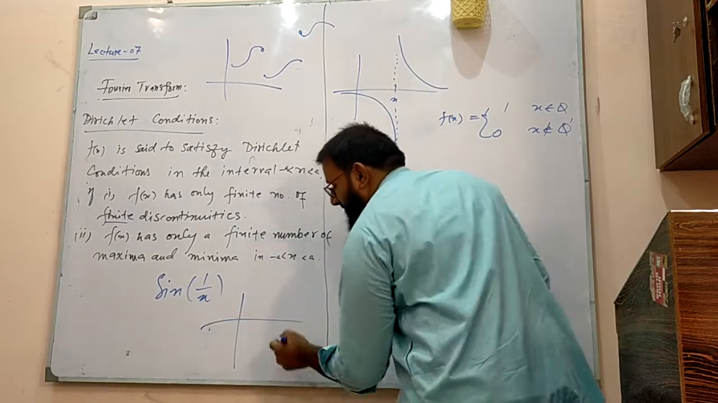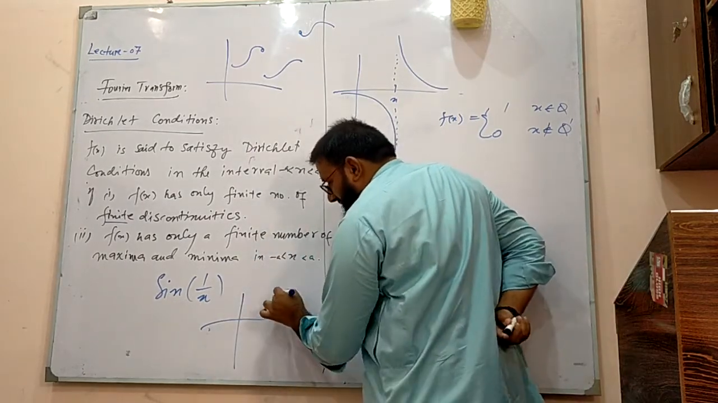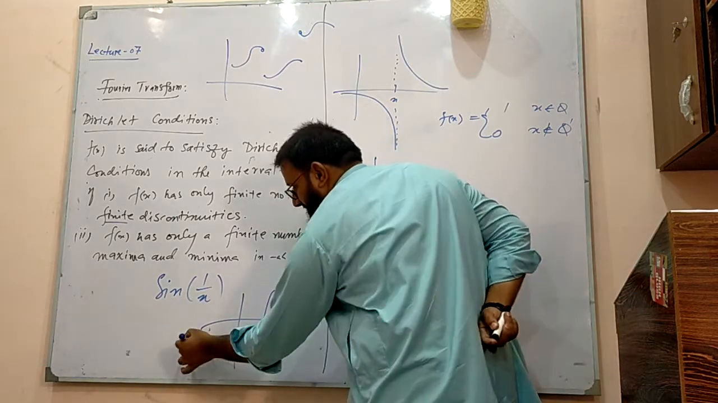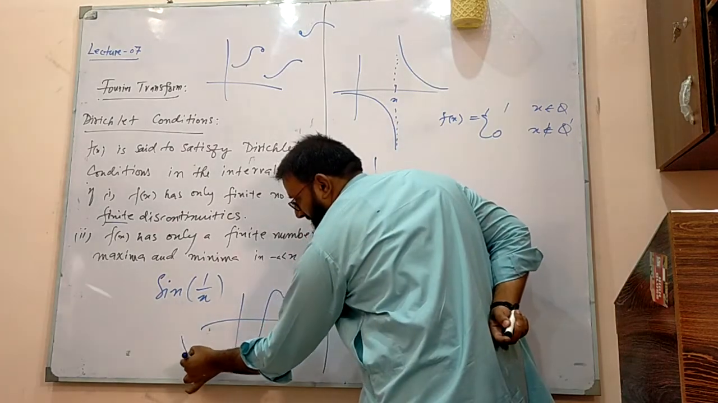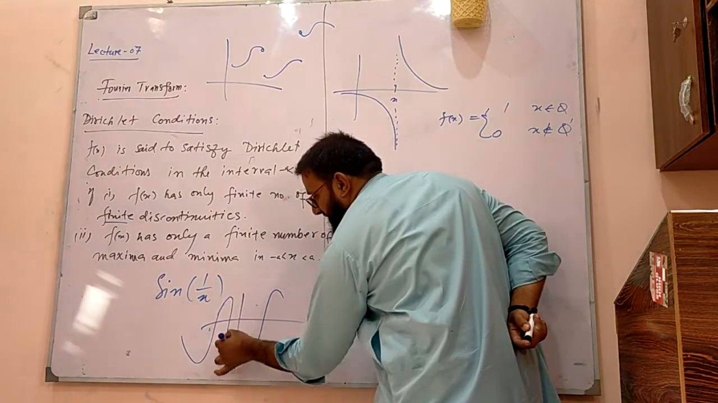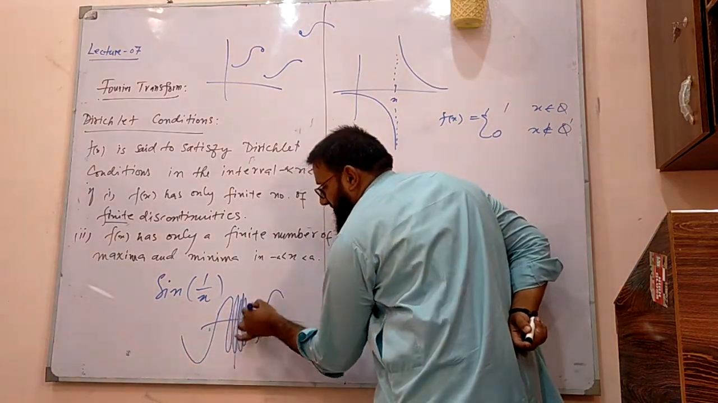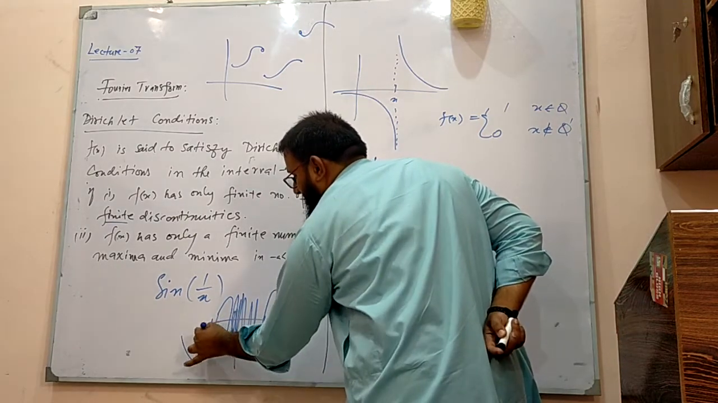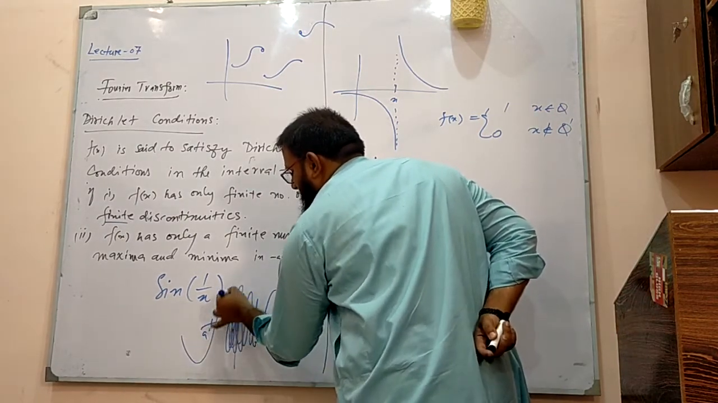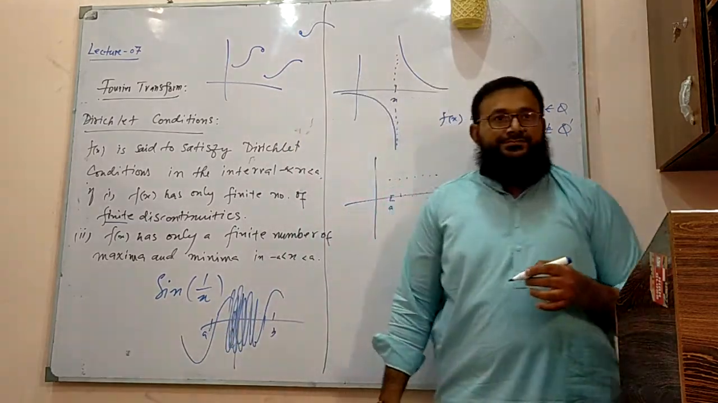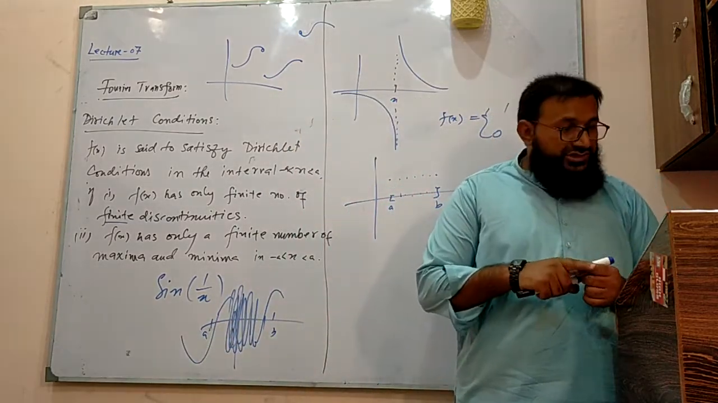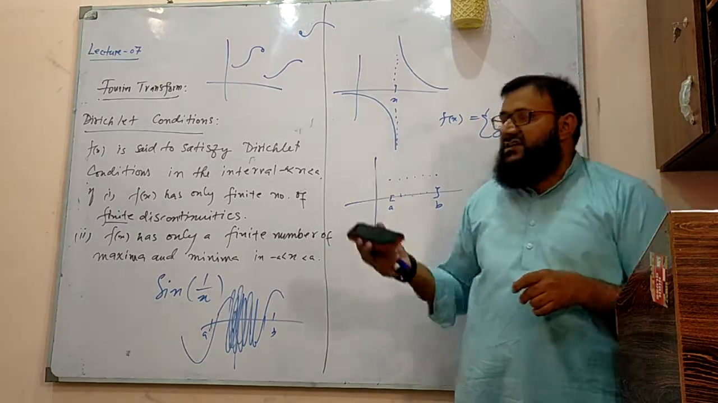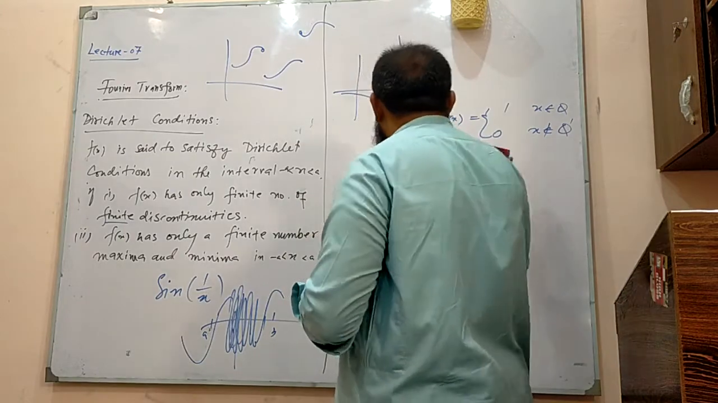Because you know very well, I think this comes like this and comes like this, but within this short interval it has some jiggling behavior. So between this interval, let's say a and b, it has some maxima and minima which are infinite in number. You can see the graph with the help of Desmos and you will come to know what happens exactly. So when a function satisfies these two conditions, we say that the function satisfies Dirichlet conditions.